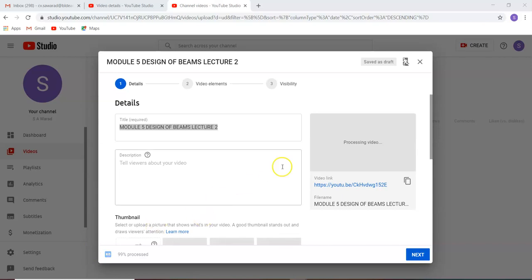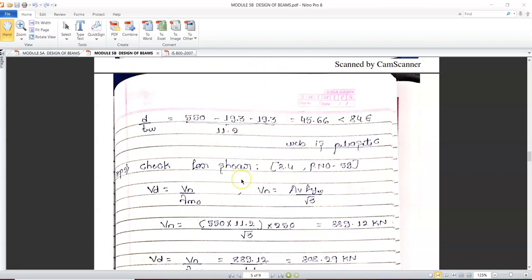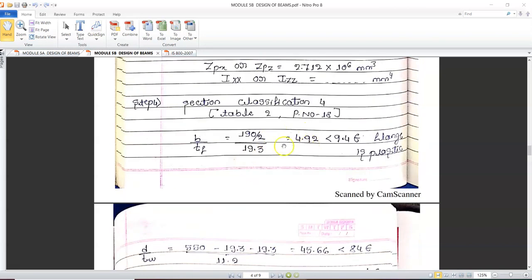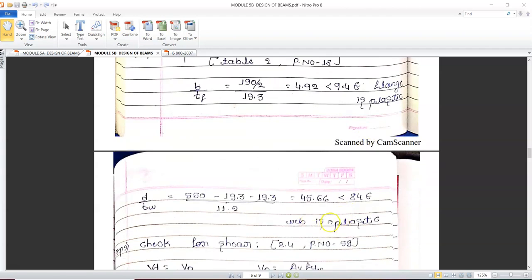Welcome all to the third lecture on design of beams. In the last video we have already seen section classification. Flange was plastic and web was also plastic.